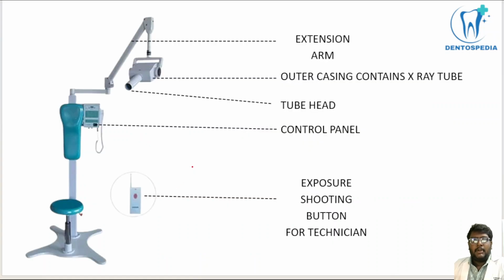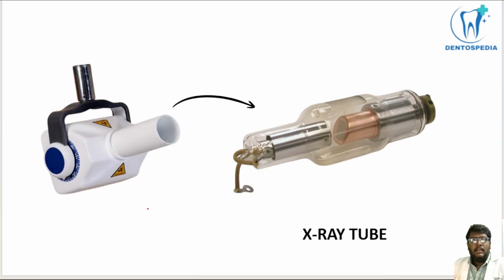And these are the various parts of the X-ray setup. We have the extension arm, and we have the outer casing which contains the X-ray tube. That's the main part, right? We have the tube head, we have the control panel to control the settings, and we have the exposure button for the technician. And what's inside the external casing? We have the X-ray tube. This is the main part where X-ray production takes place.